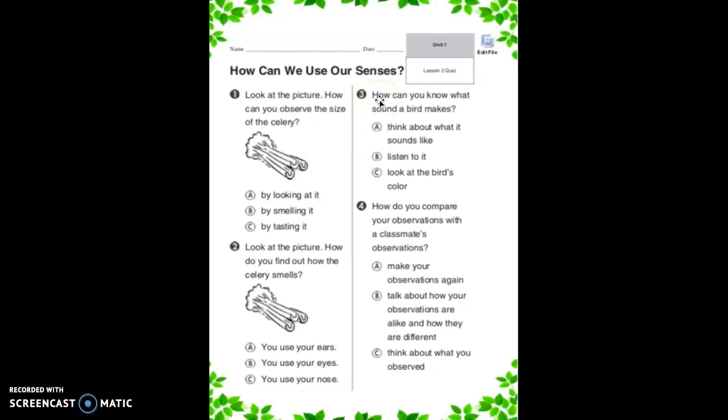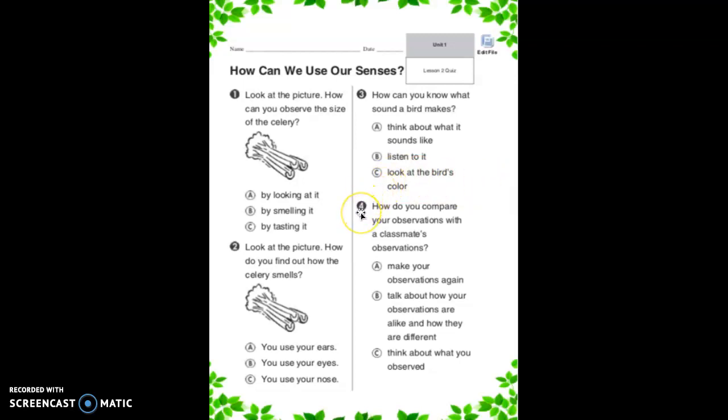I'll read the question again. How can you know what sound a bird makes? A, think about what it sounds like. B, listen to it. Or C, look at the bird's color. Go ahead and bubble in your answer.